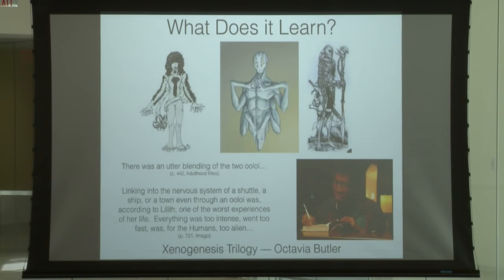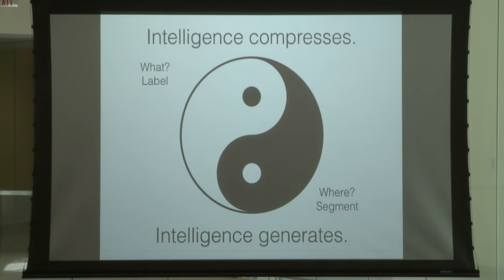So these aliens have incredible powers. They can also sort of link their neural nets together. And at one point, a human goes into this linked neural net and finds it one of the worst experiences of her life. It was too intense, too fast, too alien. And I think sometimes when we're looking at these features inside the neural net, we have to keep in mind that this is a different kind of intelligence, and it may not always be interpretable to us.